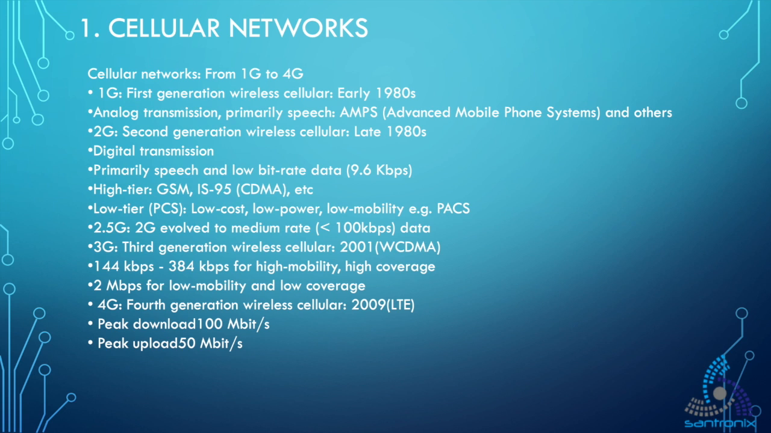And today, I think most countries already have 4G, the fourth generation wireless cellular, which was introduced in 2009. By 2018, almost every country has LTE bands available for every network operator that we see today. The peak download can go up to 100 Mbps and peak upload can go up to 50 Mbps. So you can see that the data rate has been enhanced from 1G to 2G to 3G to 4G. There was no data in 1G.